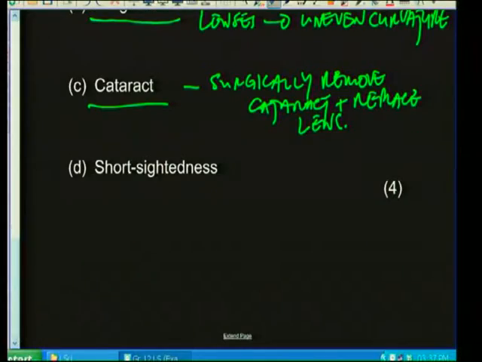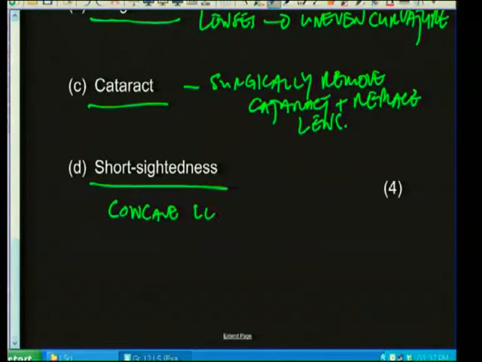Short-sightedness means you can see things that are below 6 meters, but you can't see anything 6 meters and beyond. In that case, either the focal length is too short or the eyeball is too long, so the image is falling before the retina. It's not falling on the retina when you're looking at things that are far away. Remember, 6 meters and above is distant vision. So that's the problem there.